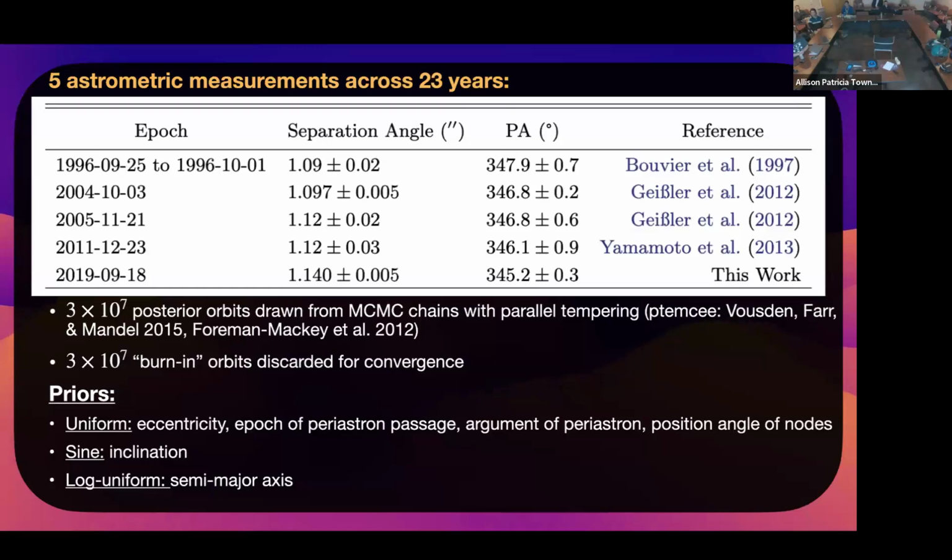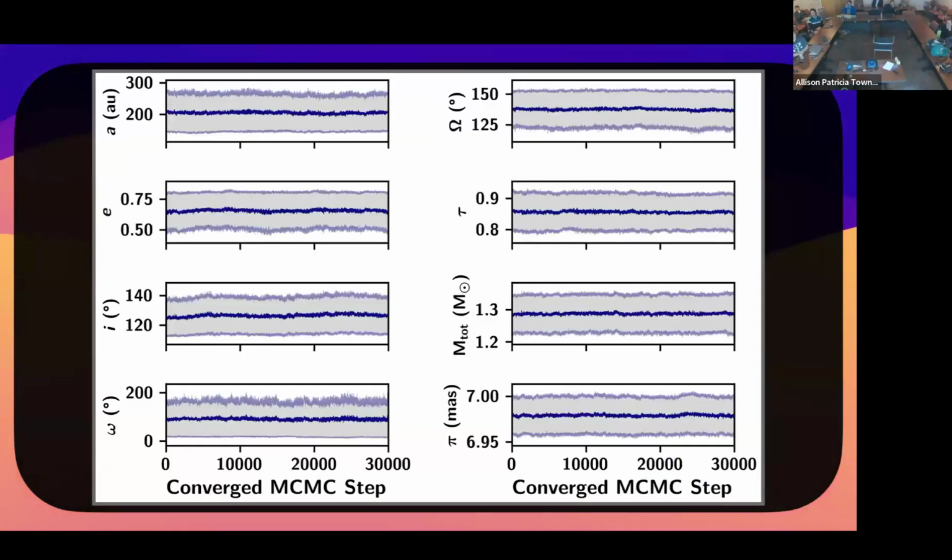And we state our priors here that we take on some of the orbital elements, mostly uniform priors, but a sine prior on inclination, which is necessary to uniformly sample on a sphere, and a log uniform prior on the semi-major axis, which is shifted towards lower projected separations and then has a long tail to further projected separations.